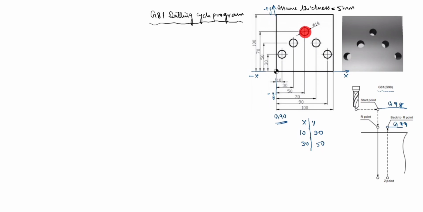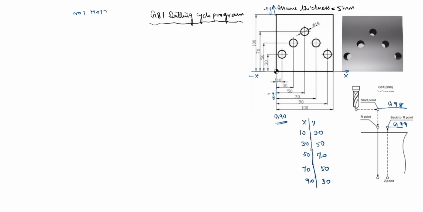After that, you see the third point. The third point X is plus 50 and Y is plus 70. After that goes the fourth hole. This hole, you see, X is 70, Y is 50. This is also plus only. G90 code we are using starts from here, so it goes from here to here. X is 70, Y is 50. After that, this hole: X is plus 90, Y is plus 30. Now we will write the program.